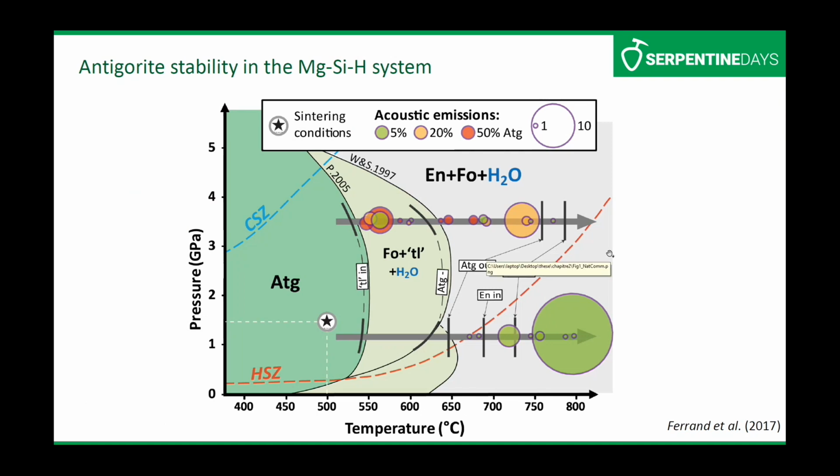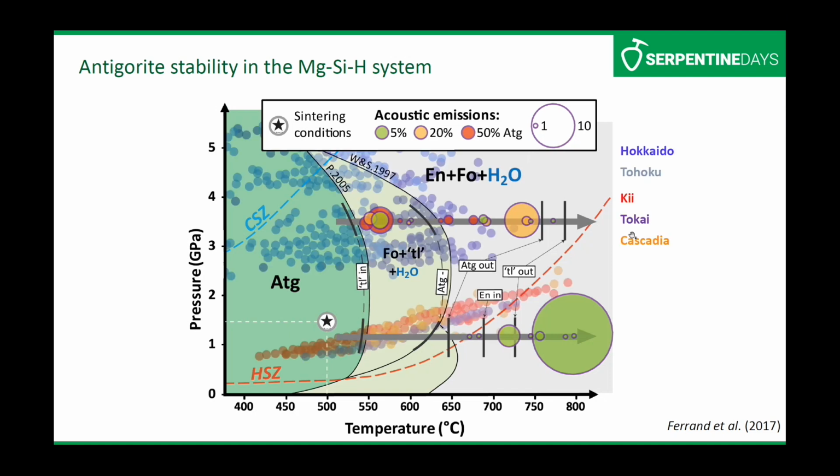So this is a summary of the experiments. So at 1.1 GPa, we have acoustic activity only with 5% serpentine, and only once we are outside the stability field of serpentine. At higher pressure, we have dynamic rupture developing with any amount of antigorite, and during all the potential instability of serpentine.